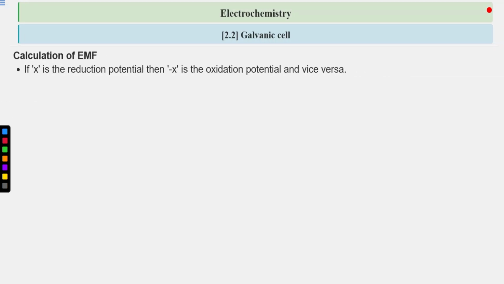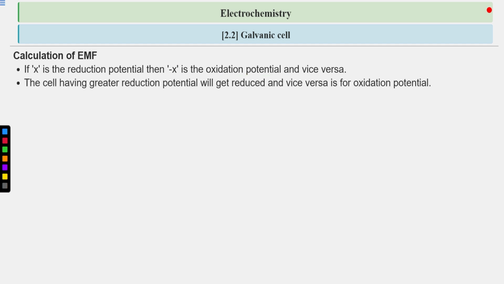Okay, now if you want to calculate the EMF, how can we do the calculation of EMF? So let's suppose if X is the reduction potential, then minus X is the oxidation potential and vice versa. As I said, whatever is happening for the reduction process, the opposite process will happen for the oxidation and vice versa. So if X is the reduction potential, minus X will be the oxidation potential.